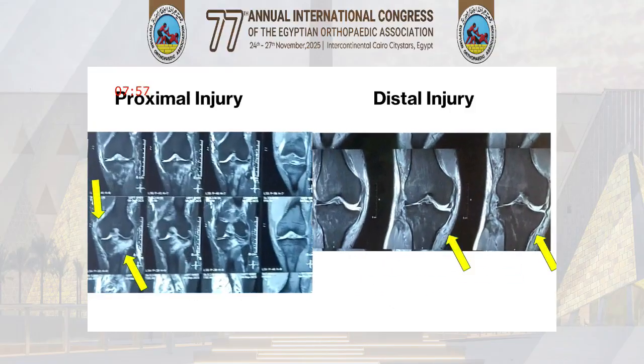So injury can occur proximally or distally. On the left, you have the proximal injury. You can see the Segond-type injury to the bone occurring on the left side. And on the right side, you see the distal injury with the meniscus lifted up.